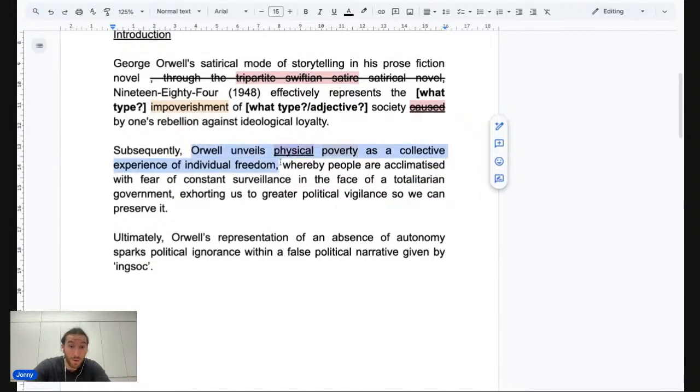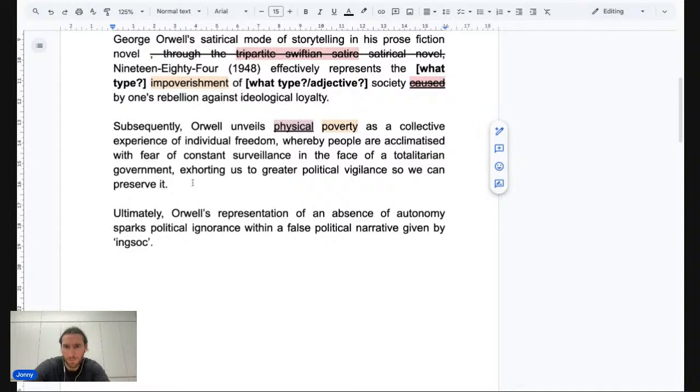I really don't know what the point actually is. So you've got the words in there, but it feels like you're jamming them in and you haven't thought out the point and you're not articulating it in the way that you probably intend. Or I'm just missing the mark here, which is entirely possible. Whereby people are acclimatized with fear of constant surveillance in the face of a totalitarian government exhorting us to greater political vigilance so we can preserve it.